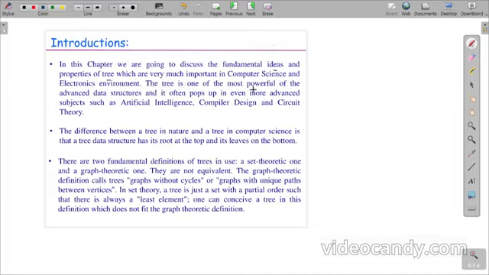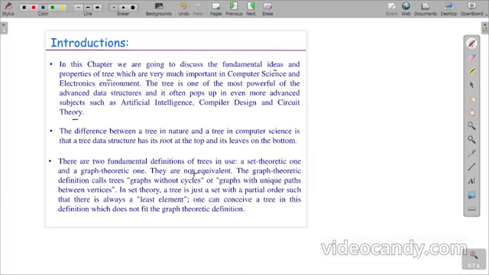The tree is one of the most powerful of the advanced data structures, and it often pops up in even more advanced subjects such as artificial intelligence, compiler design, and circuit theory. The difference between a tree in nature and a tree in computer science is that a tree data structure has its root at the top and its leaf on the bottom.